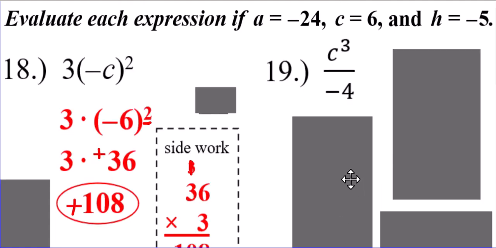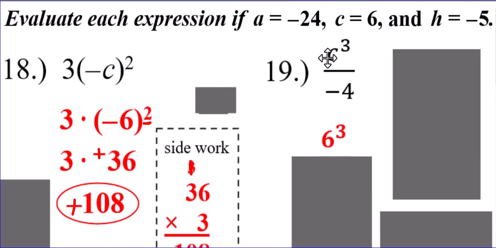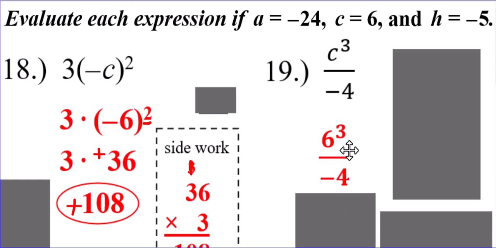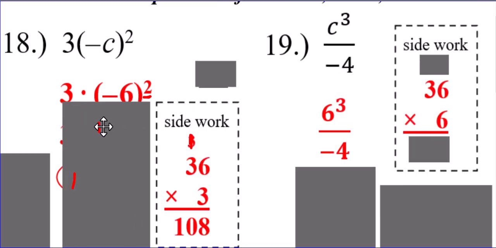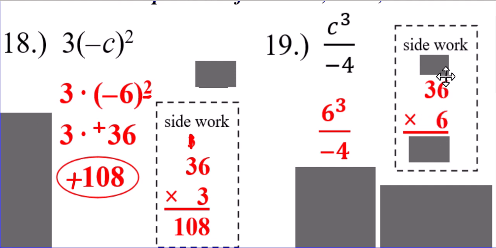Okay. Where was I? Problem number 19. Hopefully this one is not wrong. C to the third is 6 to the third, and we got that over -4. Okay, exponents first, and it's the numerator of the fraction, so we're going to do that first. 6 to the third. 6 times 6 is 36. 36 times 6, probably not going to do this in my head.